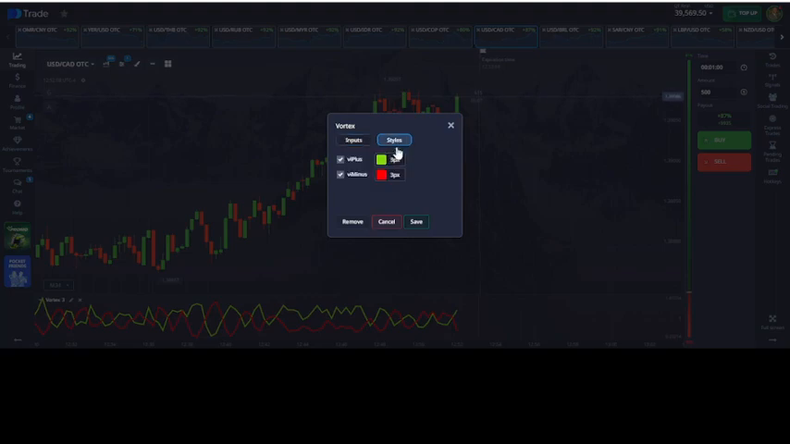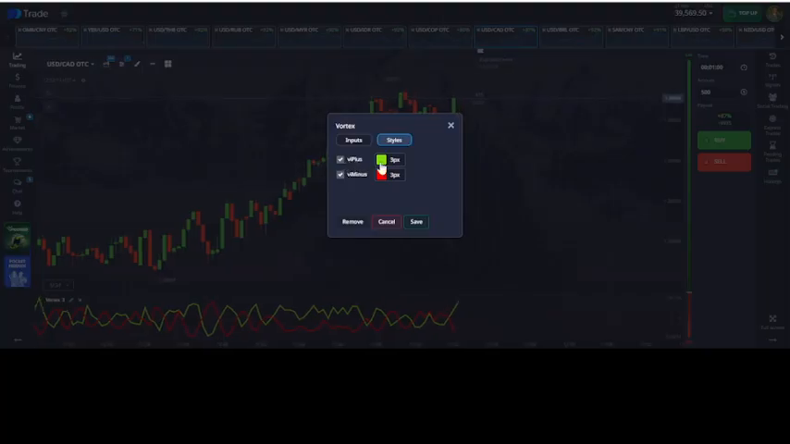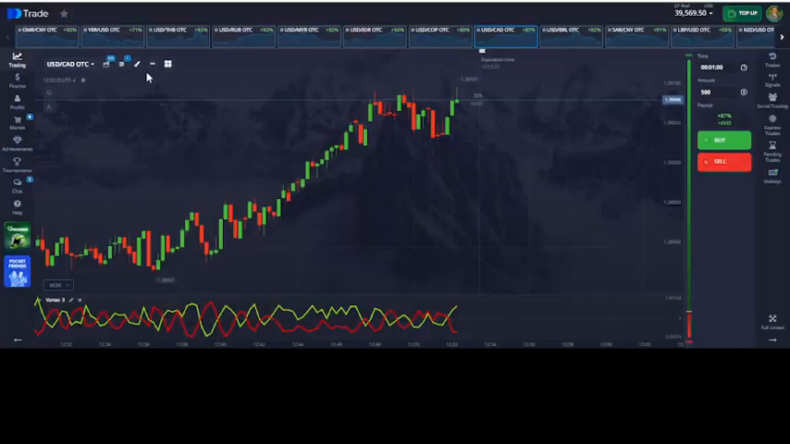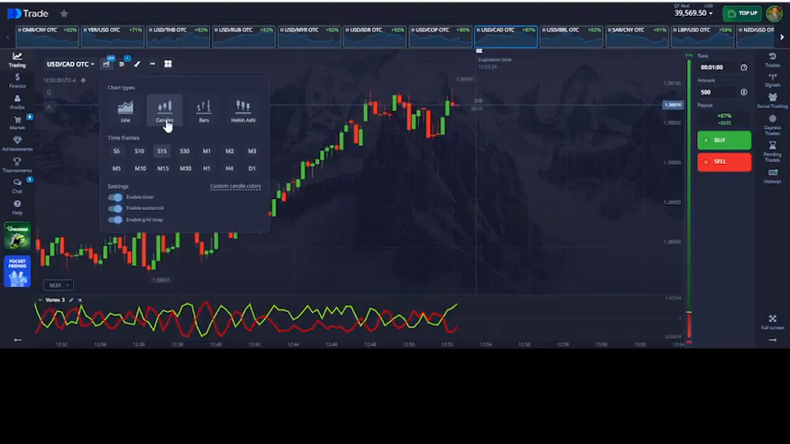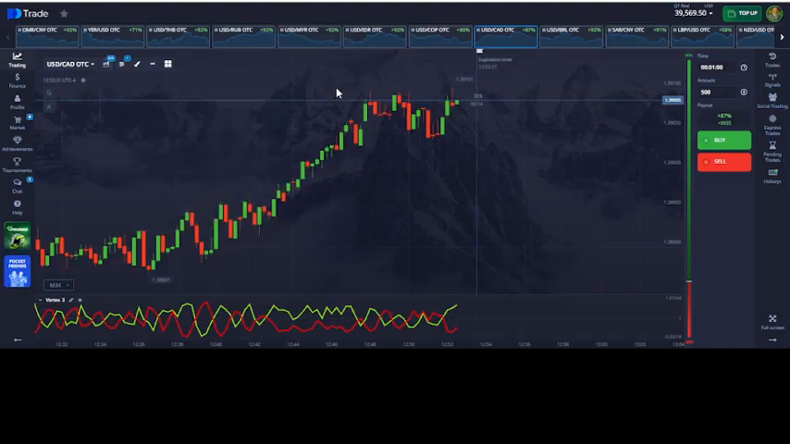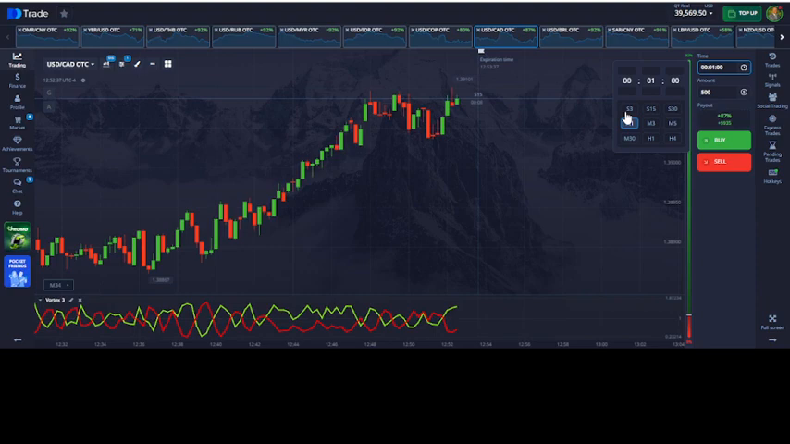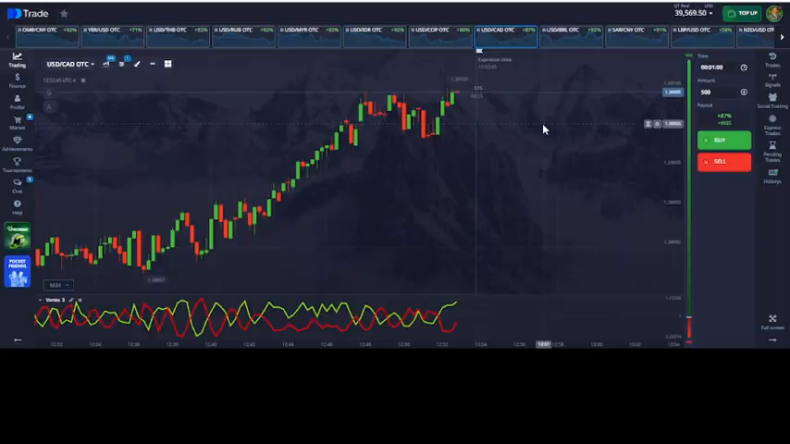In the style settings, I've increased the line width of the VI plus line to 3 pixels, green color, and for the VI minus line to red, 3 pixels in line width. We can save that. For the candlestick charts, I have my candle set to 15 seconds, regular Japanese candles, S15 here. And for my trade timer, on the right here, the trade time is set to M1, or 1 minute. So I'll be taking fast 60-second trades while looking at these 15-second Japanese candles.